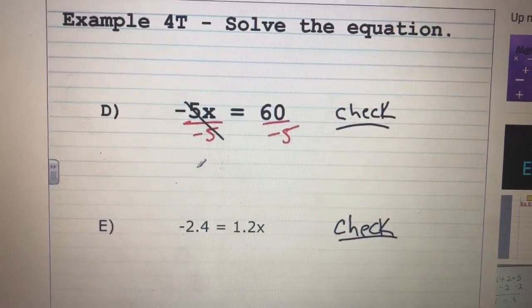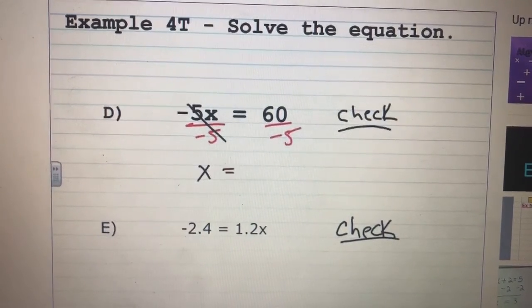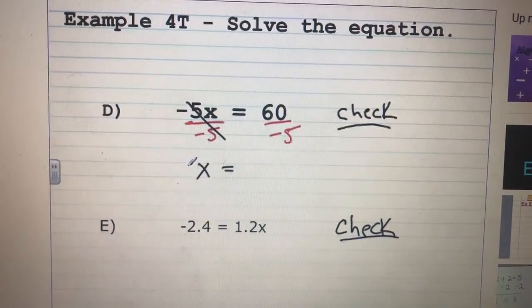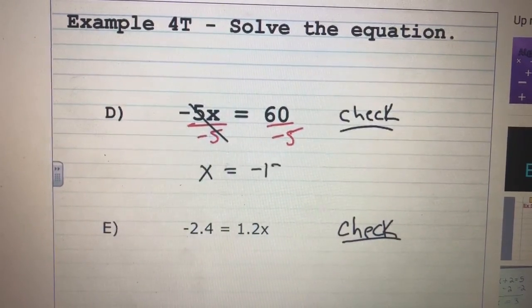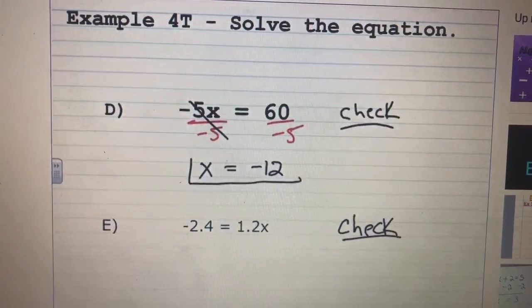The -5's on the left cancel. They divide out, leaving x with a coefficient of 1. And 60 divided by -5 is -12. So our solution is -12.